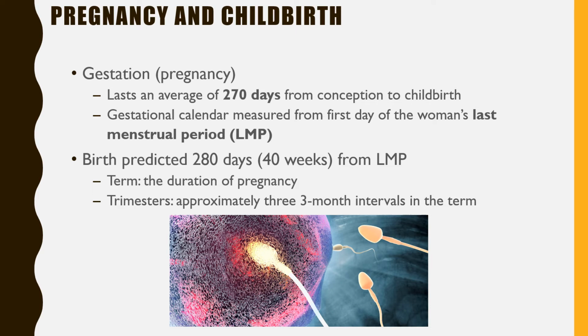Now, a couple of things in terms of the terms for pregnancy and childbirth. We have what we call gestation. Gestation is the pregnancy, and it lasts on average about 270 days, from conception to childbirth.